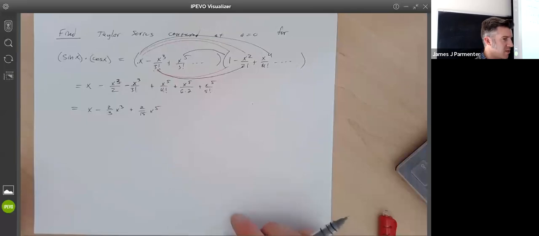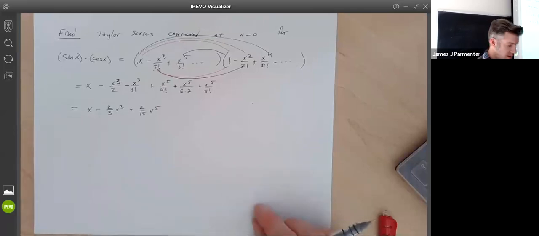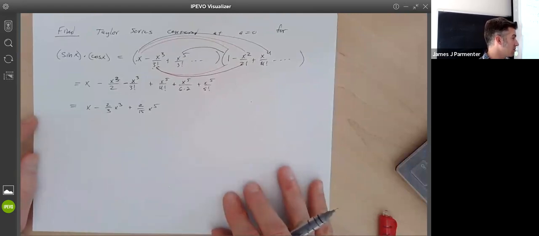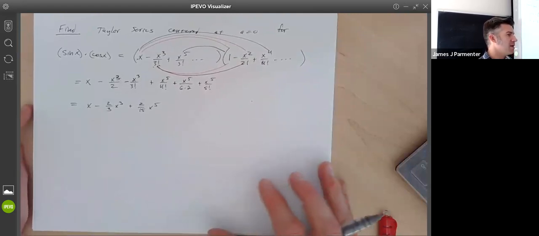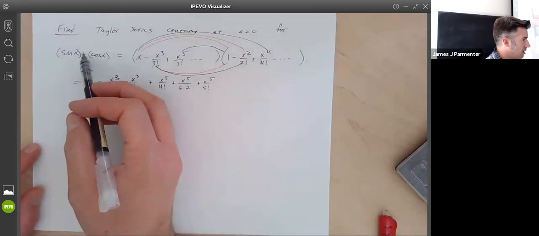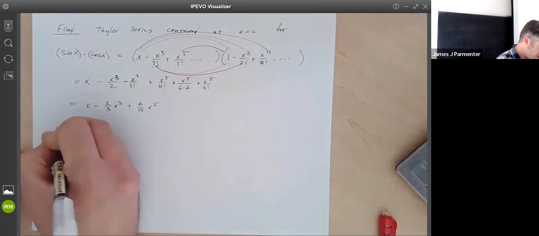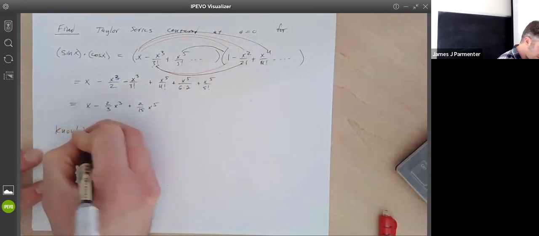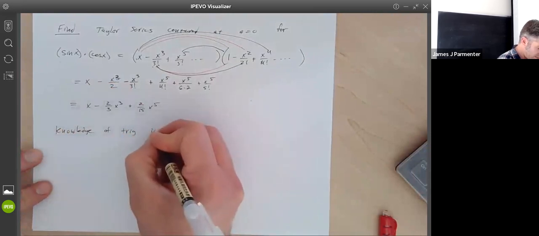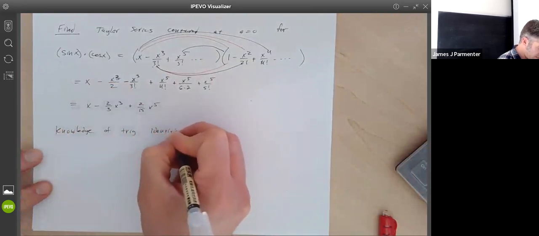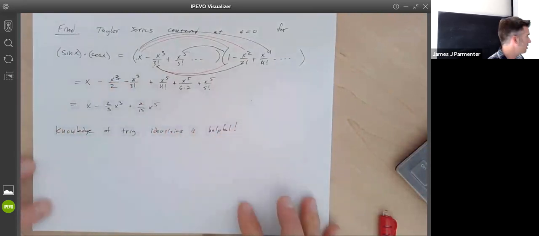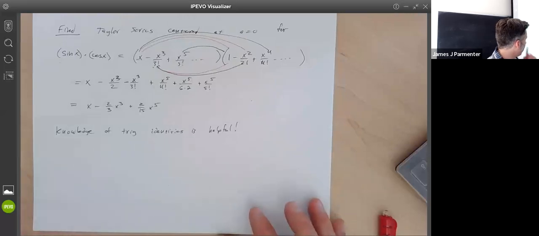I'm not seeing a pattern real easily. Maybe there is one, but if there is, it's not really evident. Although I am noticing I'm only getting odd powers, which might make me think there's something to do with sine here. I mean, obviously there's something to do with sine because I'm multiplying by sine. So this is where knowledge of your trig identities is really very helpful.